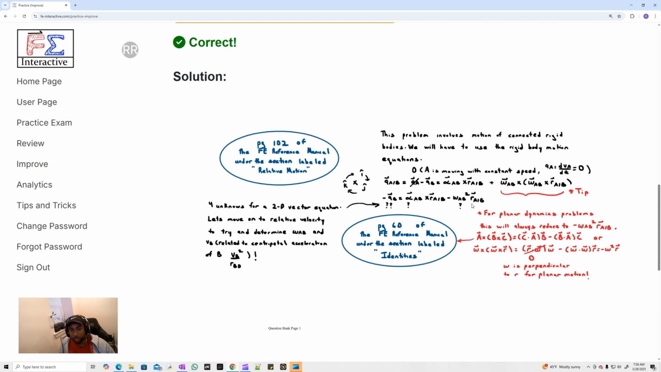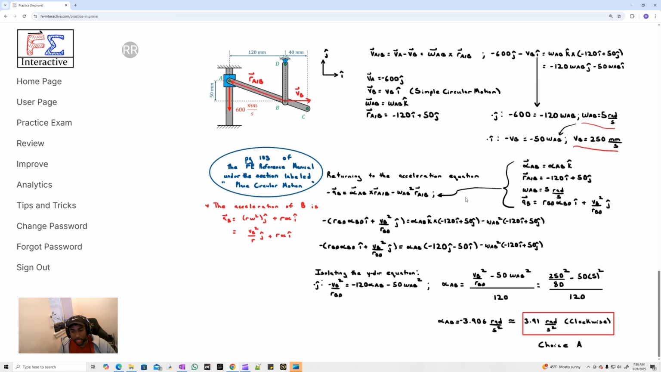We plugged in the acceleration of B in terms of the circular motion, the angular acceleration of AB, which we know was into or out of the page, and the relative position vector we could just read off. Same thing for the omega, and we ended up with a relationship down here. That relationship was in terms of the speed of B as well as the angular acceleration of AB. We solved for that using the relative velocity equations, and we were able to conclude that our answer was 3.91 radians per second squared clockwise.